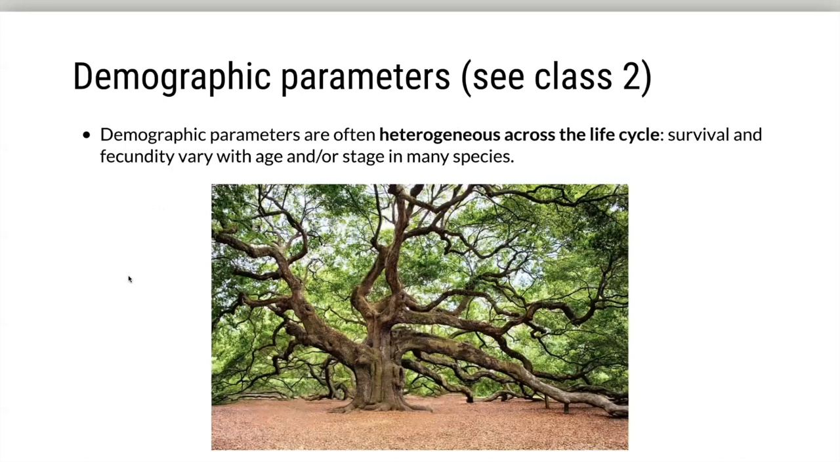The problem is that in general, for most species across the tree of life, one survival rate and one fecundity rate is not enough to describe the demographic parameters of all the individuals in the population. We say that demographic parameters are heterogeneous across the tree of life. Basically, young individuals will not have the same survival and fecundity rates as older individuals, for example. So within a species, individuals are structured in different life stages or age classes, depending on the species, and one set of demographic parameters is associated with each age class or stage in the population.